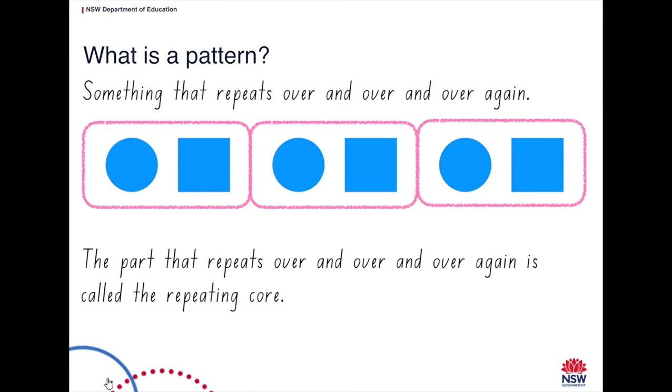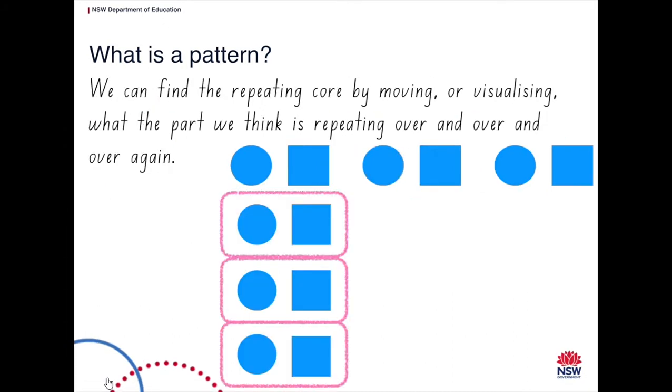Now, remember, we've been learning about what a pattern is, and we decided that the best definition is that it's something that repeats over and over and over again, and that the part that repeats over and over again we call the repeating core. We also found that we can find the repeating core by moving or visualizing things moving around, and that helps us see the part that's repeating. Okay, let's go and talk about how you went.